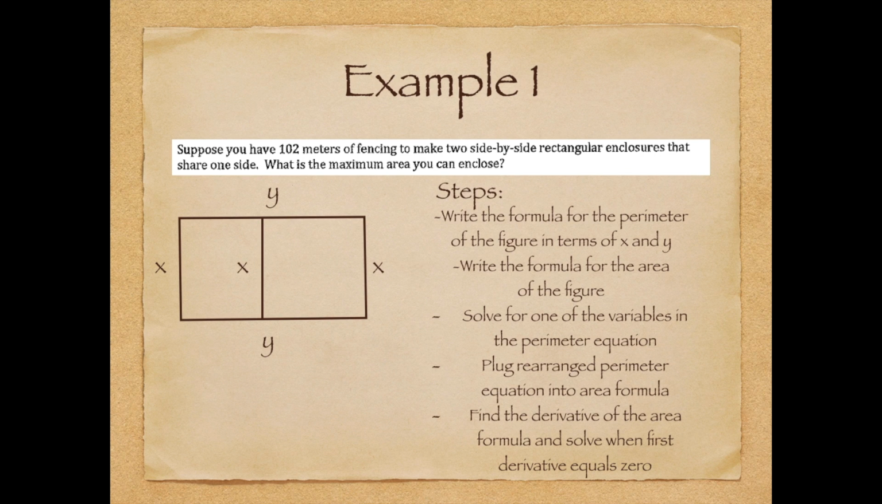So the first example here, suppose you have 102 meters of fencing to make 2 side-by-side rectangular enclosures that share one side. So as you can see over here, we have 2 rectangles side by side with their sides being adjacent to one another. They're connected, and we'll set both long sides equal to y, and because we can set the whole thing equal to y, both of those long sides and those vertical sides, we can call them all x since they're the same size. So the steps we're going to take here: write the formula for the perimeter.